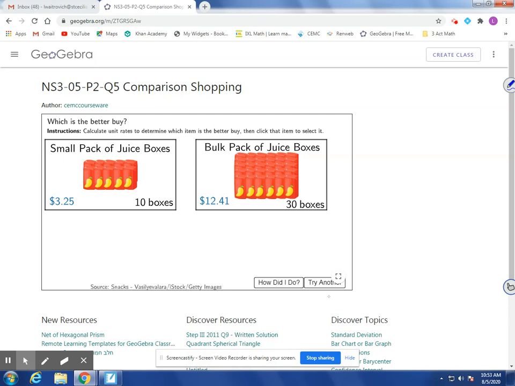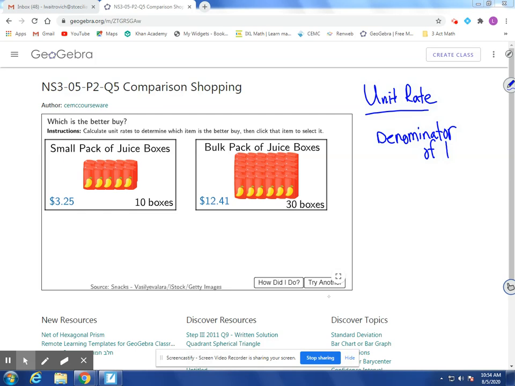Now, first of all, quick recap. Unit rate is a fraction or a rate with a denominator of 1. And so we want a denominator of 1.